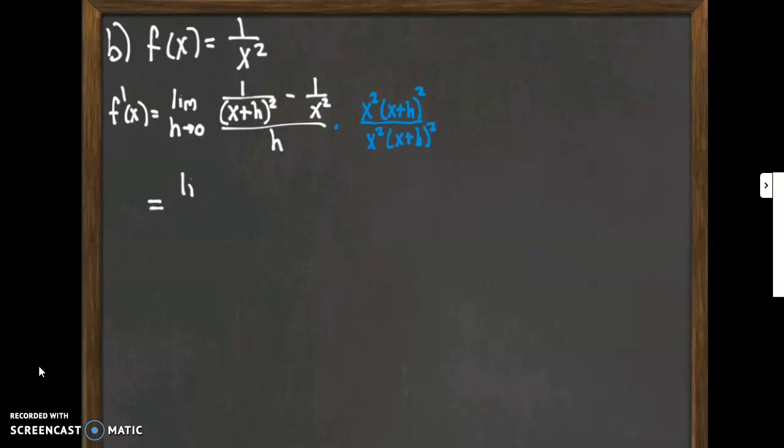So we continue on here, limit as h goes to 0. And when we come to that 1 over x plus h squared and we multiply by x squared, x plus h squared, that's multiplying through. Notice that the x plus h squareds are going to cancel out and leave us with just x squared. And then minus, that's going to multiply by the 1 over x squared, so the x squareds are going to cancel out, leaving us with just x plus h quantity squared. And that's going to be over h times those two things, x squared, x plus h squared.